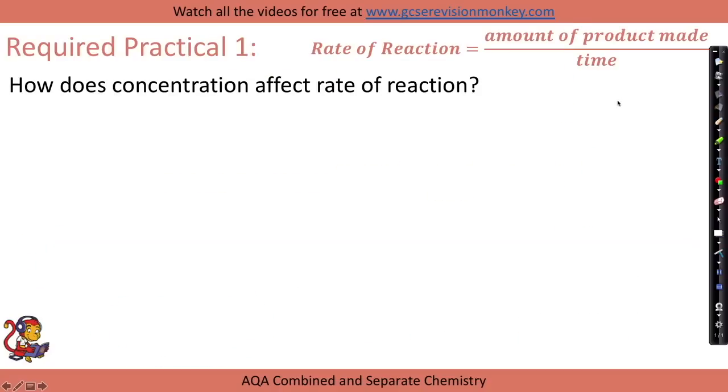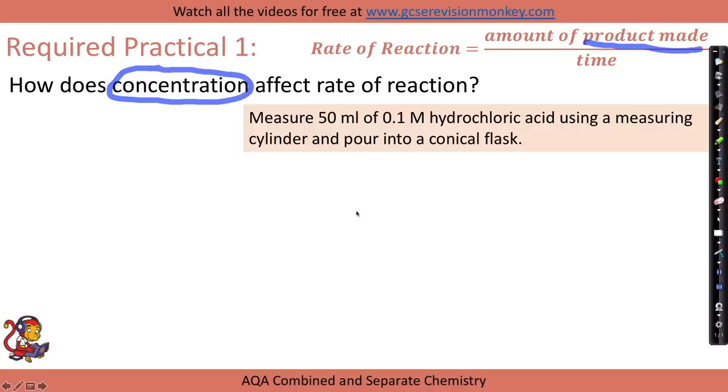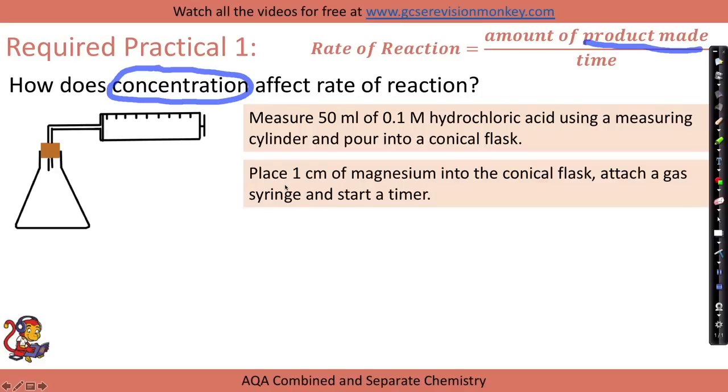There are several different practicals that you can do to calculate rate of reaction, and any one of these may come up in the exam. So this first one focuses on the amount of product made over time, and the independent variable that we're going to change is concentration. So we'd measure 50 ml of 0.1 molar hydrochloric acid using a measuring cylinder and pour it into a conical flask. We'd place, for example, 1 centimetre of magnesium into the conical flask, attach a gas syringe and start a timer.